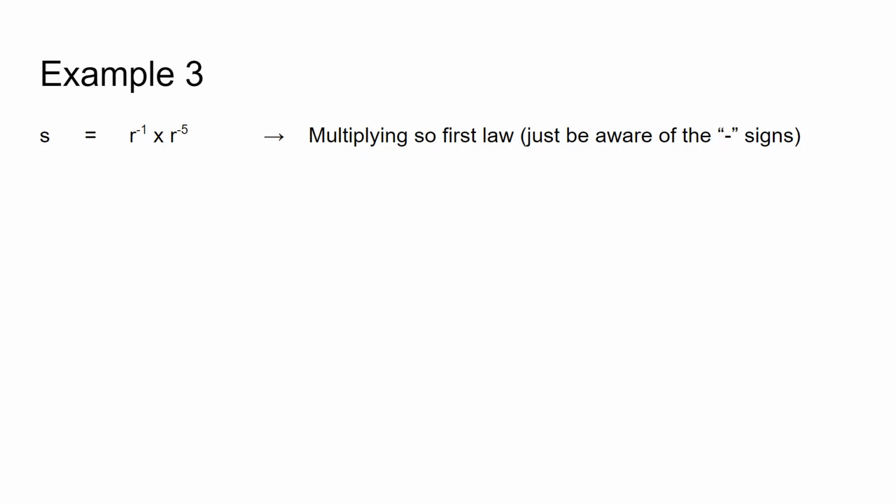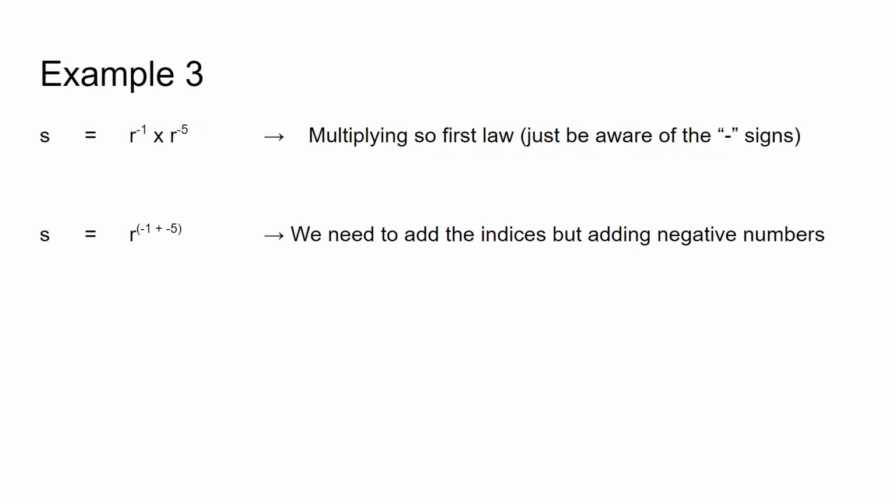Right, let's work through this. So it's the first law. I'm going to add these index numbers together over a single base, which is R. But I'm adding the negative numbers here, which just means I'm essentially subtracting the latter number from the former. So that's going to give me this. And there we are. Let's have a look at logarithms.